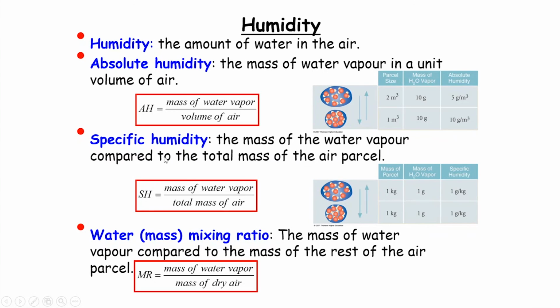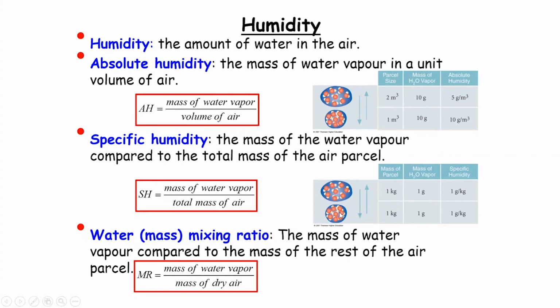Then specific humidity. Specific humidity is mass of water vapor by total mass of air. Because this is a ratio, it has nothing to do with the dimensions. It doesn't matter whether the air is compressed or expanded. In this pocket, the total mass of moisture, which includes vapor as well as dry air, is 1 kg, whereas the mass of H2O vapor is 1 gram. Then the specific humidity is 1 gram per kg.